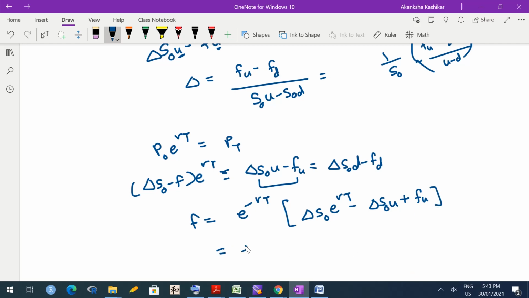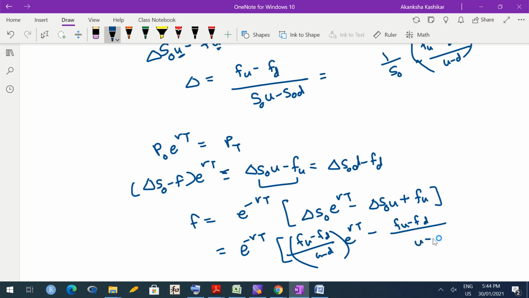This gives me e raised to minus RT into, let us now substitute the value of delta. The value of delta is FU minus FD upon S0U minus S0D, so S0 can get cancelled. So I will have (FU minus FD upon U minus D) into e raised to RT minus, same story here, (FU minus FD upon U minus D) times U, plus FU. Delta is not U, so that U is here.